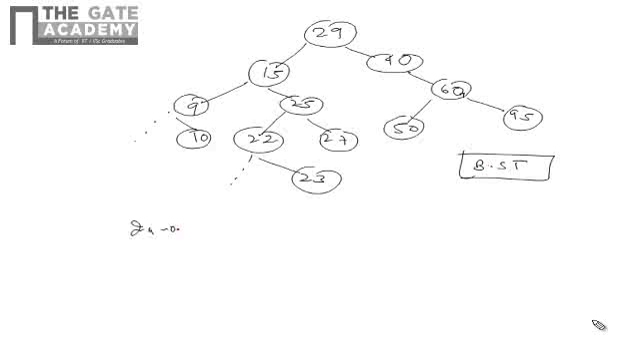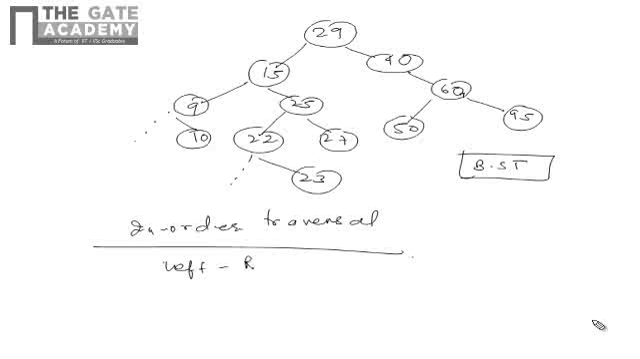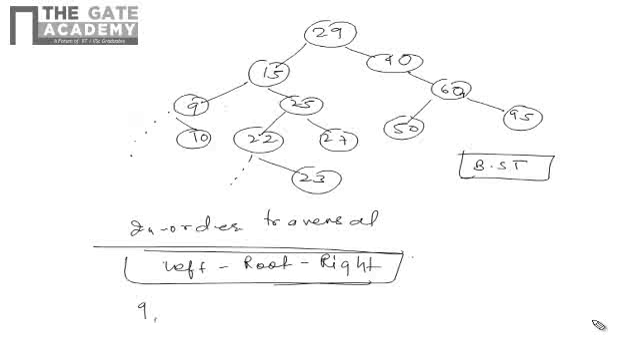Now when you're talking about in order traversal, we have left, then root, and then right. Correct? So this is the traversing rule for in order. There is no left, so first the root will come, so 9, then the right, so 10. Now again 15, correct?